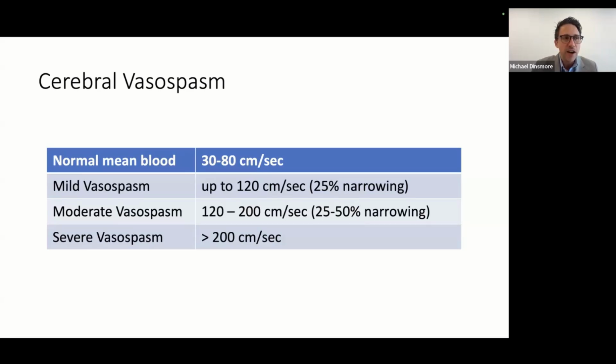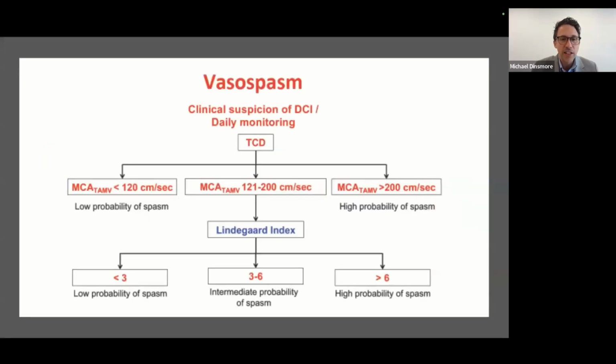Now the issue is, if we're doing this in the ICU, there could be different cardiac output states, right? Is the patient on pressors? Is the patient hyperemic? There are different reasons we can have an increased blood flow. So what we have to do is calculate what's called the Lindegaard index. Okay, so if we're concerned the patient's having vasospasm, we put the TCD on and get the absolute numbers. If it's less than 120, it's a low probability of spasm. If it's in between, 120 to 200, we have to go one step further. If it's above 200, high probability of spasm. Okay, so it's this in-between we're not sure of. So that's why we have to calculate a Lindegaard index.